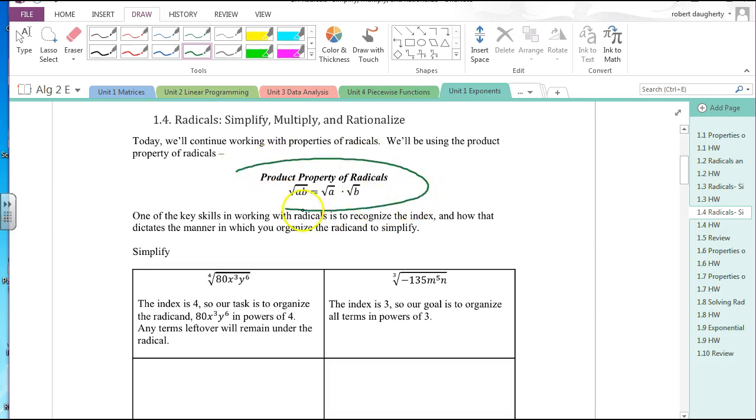So the product property of radicals. The square root of AB is the square root of A times the square root of B. So anytime I see two radicals that are added, in order to add them, they have to be what? The same. Okay, you can only add apples and apples, to get apples. But multiply, I can multiply anything. So if I got two radicals that look very different, I can multiply them together. And sometimes multiplying will be the key to simplifying it.